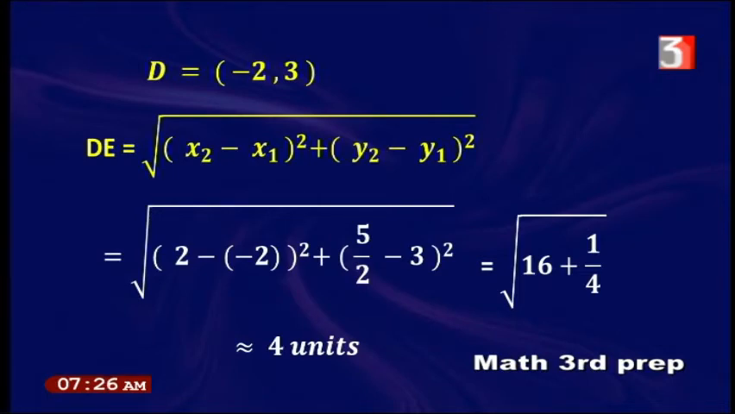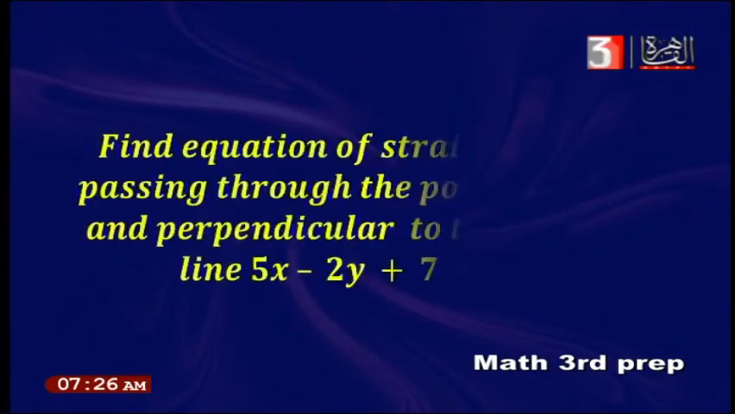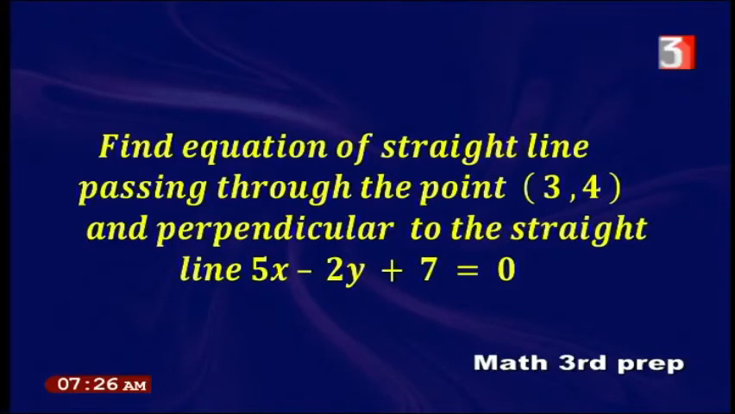Another example, find the equation of the straight line passing through the point 3 and 4 and perpendicular to the straight line 5x minus 2y plus 7 equals 0. To find the equation of a straight line, you must have the slope of the straight line and the value of c. So first of all, we must find the slope of the straight line. The straight line given is perpendicular to the required straight line.